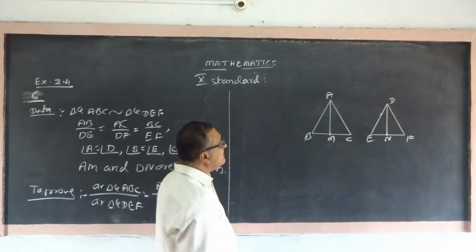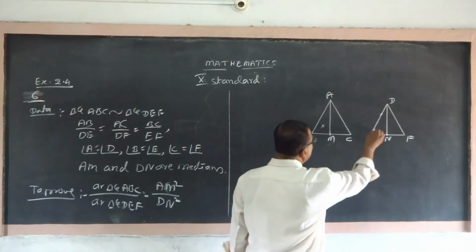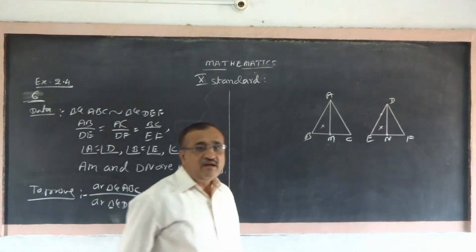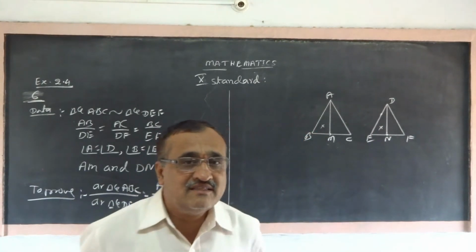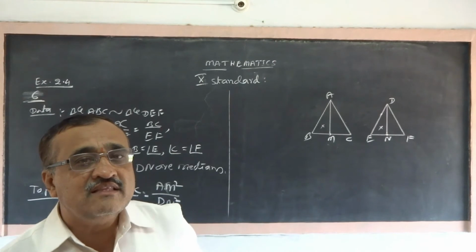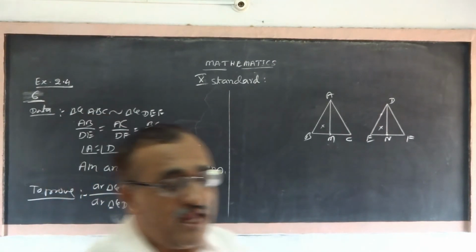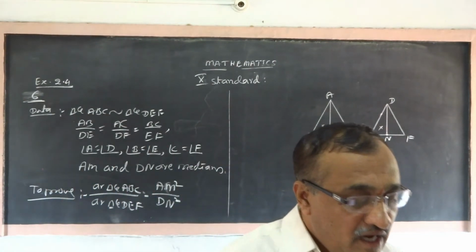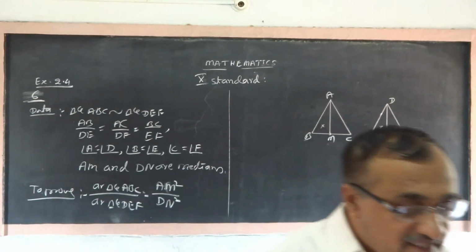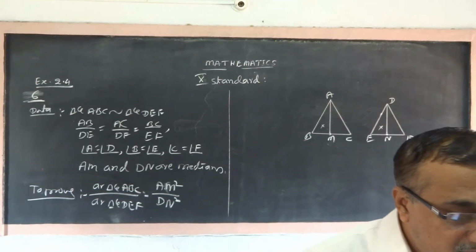We have to prove that these two triangles are similar. How do you prove that those two triangles are similar? How can you prove this?